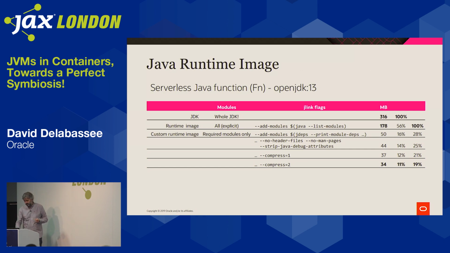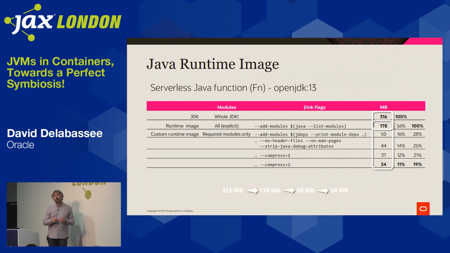So, in a nutshell, a full JDK is 316 megabytes in this case, going to 278 for a runtime that carries all the modules, and then we can strip out stuff that is not needed in that custom runtime image. So we can easily go from over 300 megabytes to less than 50 megabytes by using jlink. Now, this is a serverless Java function, which in that case only needed two modules, the base module and the logging module. So it might be too optimistic a scenario.